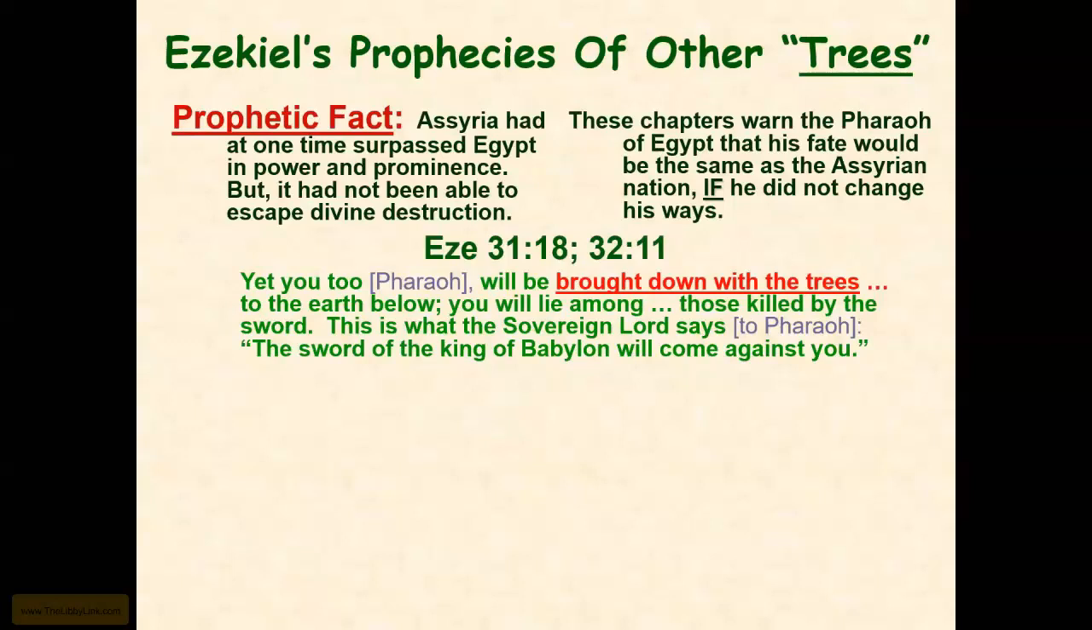Yet you too, Pharaoh, will be brought down with the trees to the earth below. You will lie among those killed by the sword. This is what the sovereign Yahweh says to Pharaoh. The sword of the king of Babylon will come against you. What was Ezekiel's prophetic warning? Pharaoh was reminded of Assyria's fate.